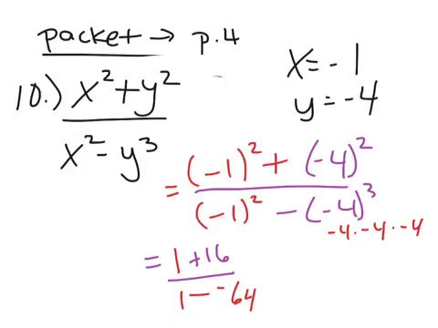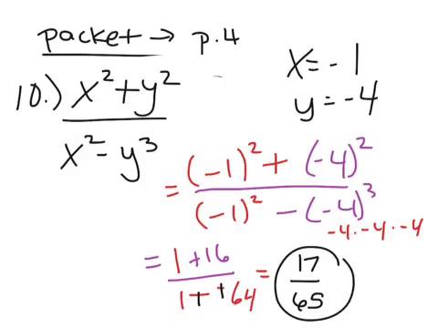So in the numerator, I have 1 plus 16, which gives me 17. And then in the denominator, I have 1 minus a negative, so I have to add the opposite, and 1 plus 64 now, not 1 minus 64, will give me 65. So my final answer is 17 over 65.